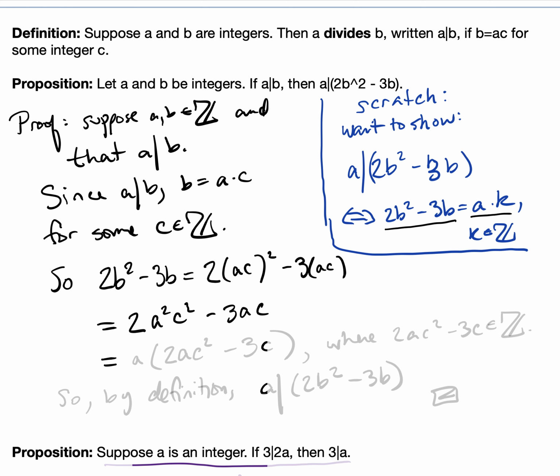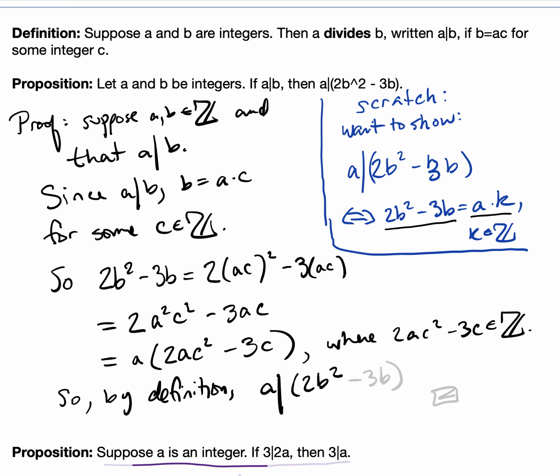So can we factor an a out? Yes, this is equal to a times 2ac squared minus 3c. We've factored an a out of each term, where 2ac squared minus 3c is an element of the integers. And so, by definition, a does divide 2b squared minus 3b. And we are done. Okay, so let's do another proof using the definition of divides.